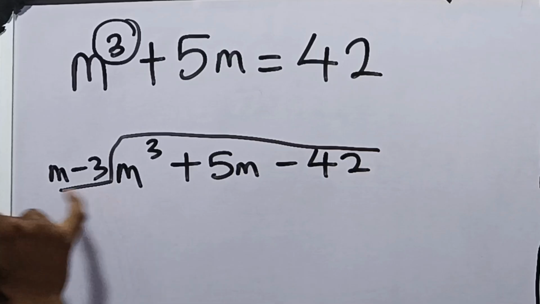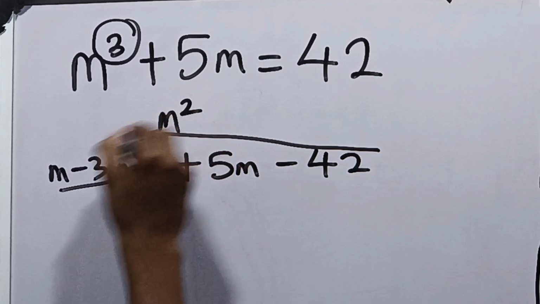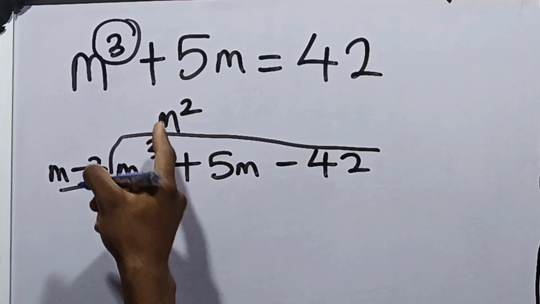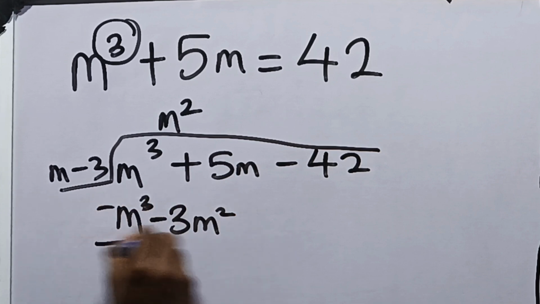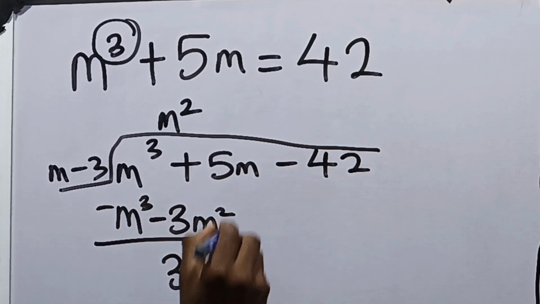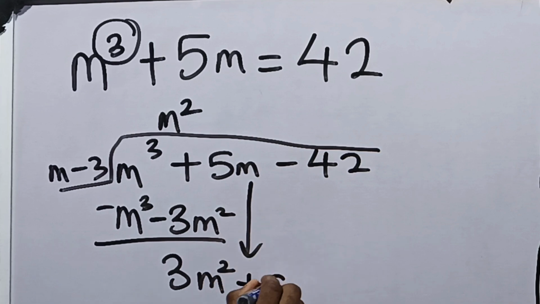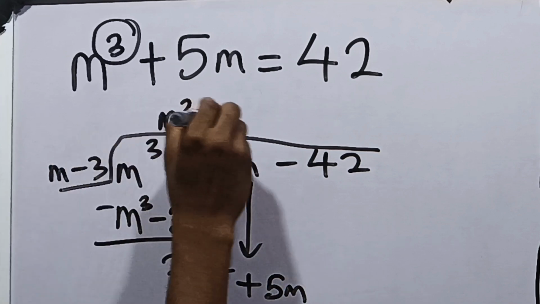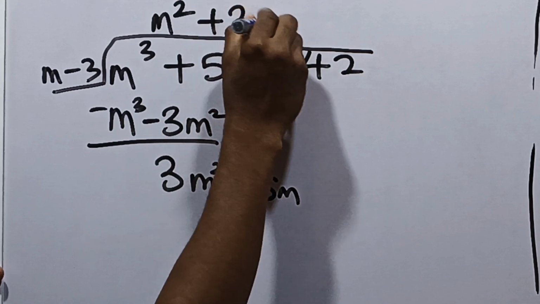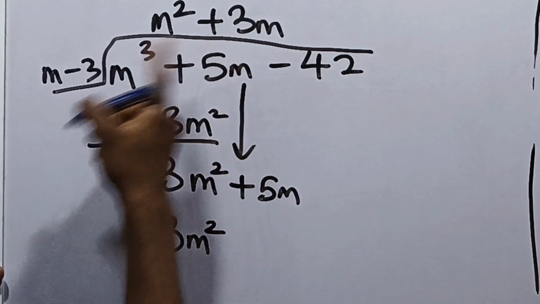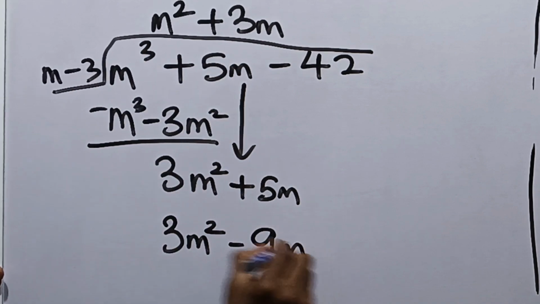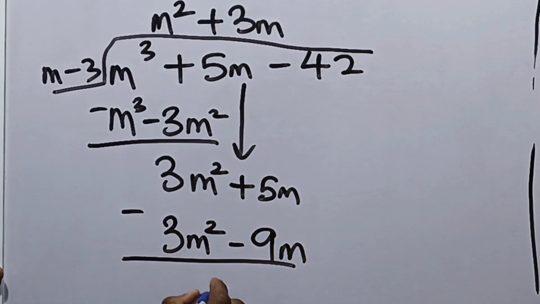Okay? Now, m cubed divided by m is m squared. m squared times m is m cubed. m squared times minus 3 is minus 3m squared. When we subtract, we have plus 3m squared. We can bring down this to give us plus 5m here. 3m squared divided by m is plus 3m. 3m times m is 3m squared. 3m times minus 3 is minus 9m. When we subtract, we have 9 plus 5, which is 14m minus 42.